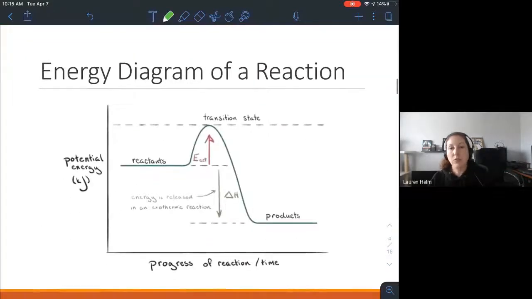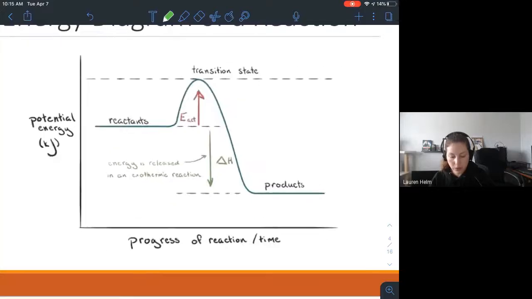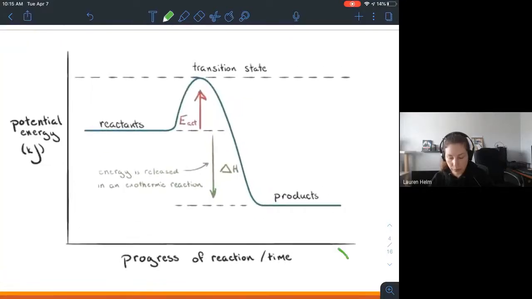And so what we can do, for all of our reactions, is diagram them or create a graph of what's going on. So if we look at this graph, what we have is the progress of our reaction from the start to the end of the reaction. And on the y-axis, we have potential energy measured in kilojoules. And so we have increasing energy on the y. So in this diagram, our reactants are starting off on the left-hand side. It's the start of the reaction. They have some amount of energy in kilojoules.